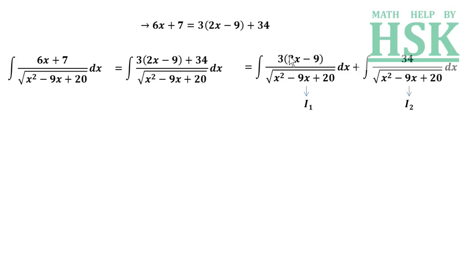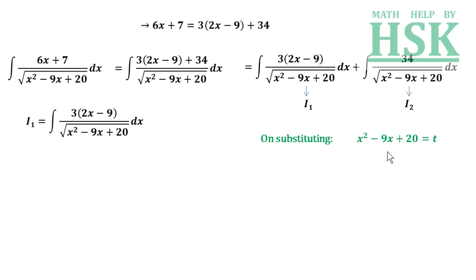Why? Because this is going to be done by the substitution method. This is going to be done again by a method in which substitution is involved, and two different substitutions are to be done in both the integrals. So I've assumed this as I1 and I2. Taking I1, the integration is quite easy because the differential coefficient of x² − 9x + 20 is equal to 2x − 9.